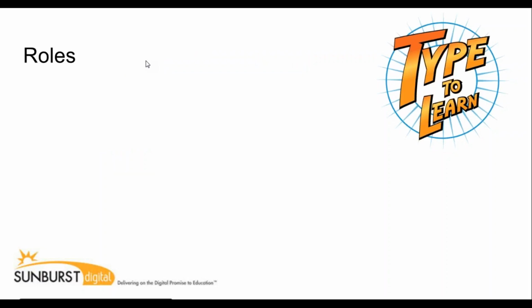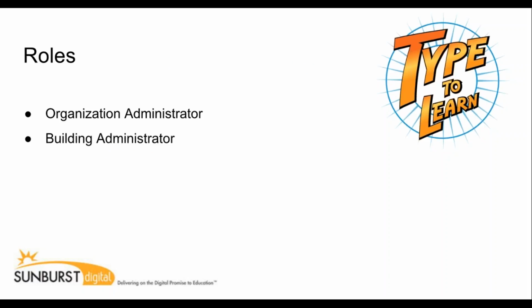Roles in Type to Learn include organizational admin, who has vision for all users in an organization. Districts are able to have multiple organizational administrators. The next level of user is building administrator. Building administrators are often building principals and/or building technologists.